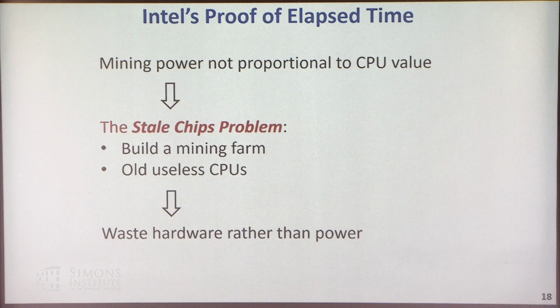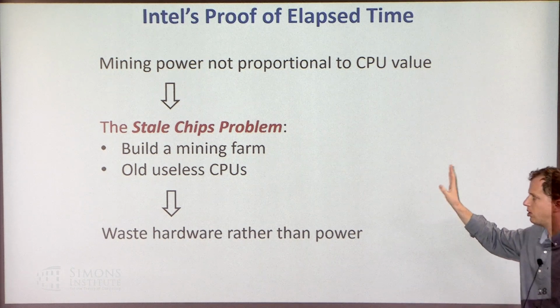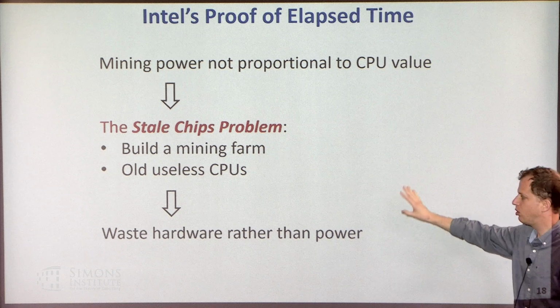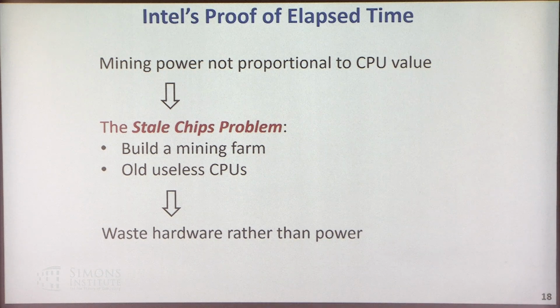The thing with waiting is that you could wait with an old, cheap CPU just as efficiently as you wait with a new cutting-edge CPU. So our analysis shows that the Nash equilibrium, epsilon Nash, in this world is that you're going to build these farms with old CPUs, and you're going to waste the same amount of effort. Instead of on power, you'll waste it on hardware.